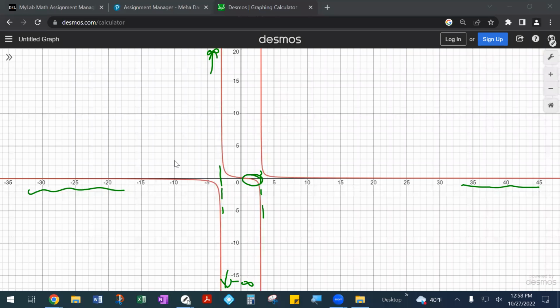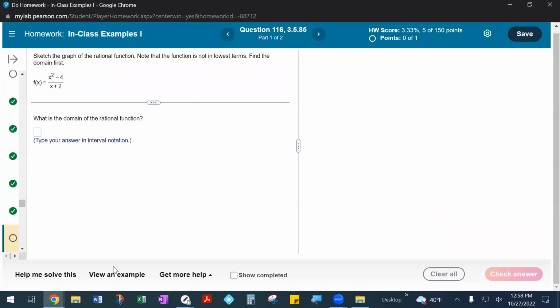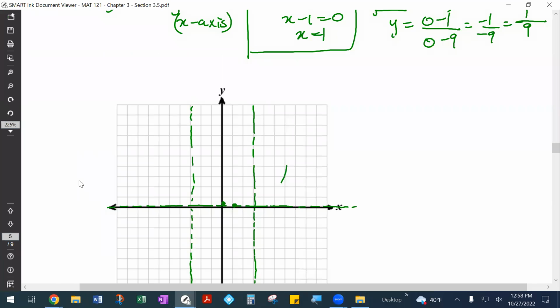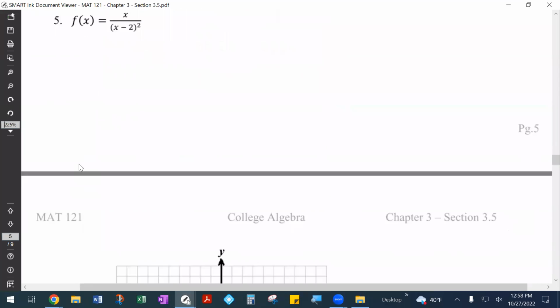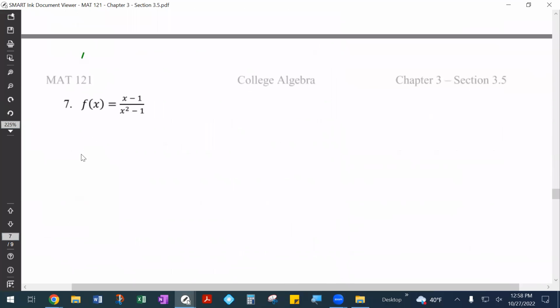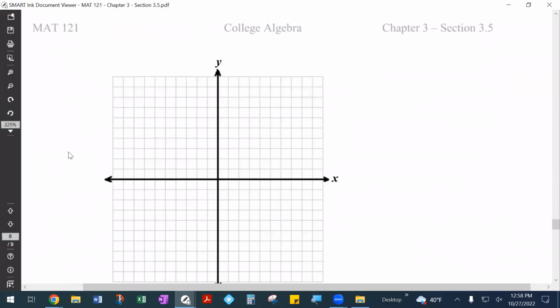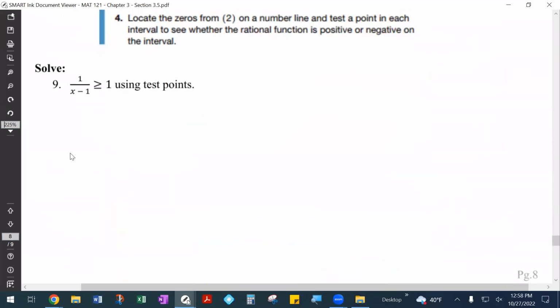So what you will be doing is obviously not sketching your own graph. It's probably going to give you an option of choosing, but we'll do this example next time. We're pretty much at the end of 3.5 here. I don't think we have a whole lot of examples left. These are all on graphing, and then rational inequality, so we'll basically wrap this up.